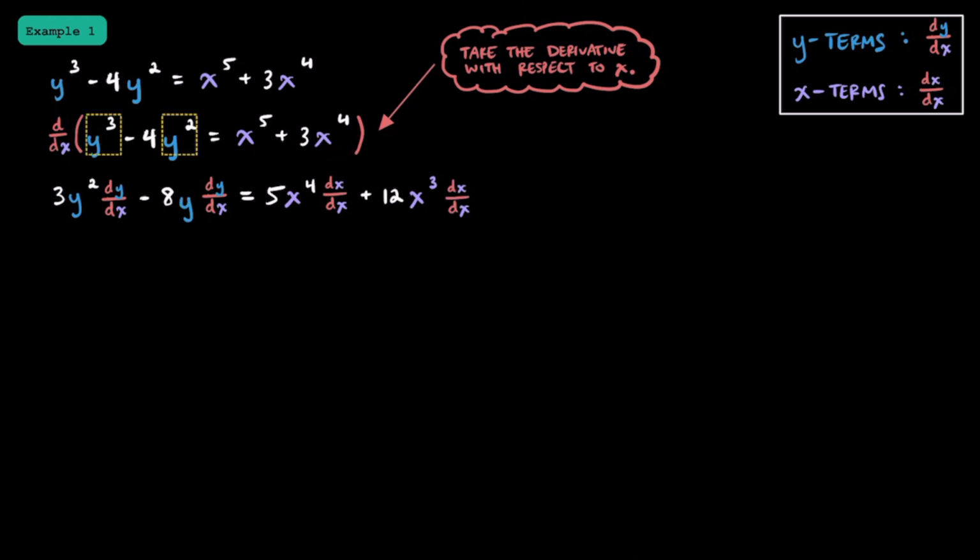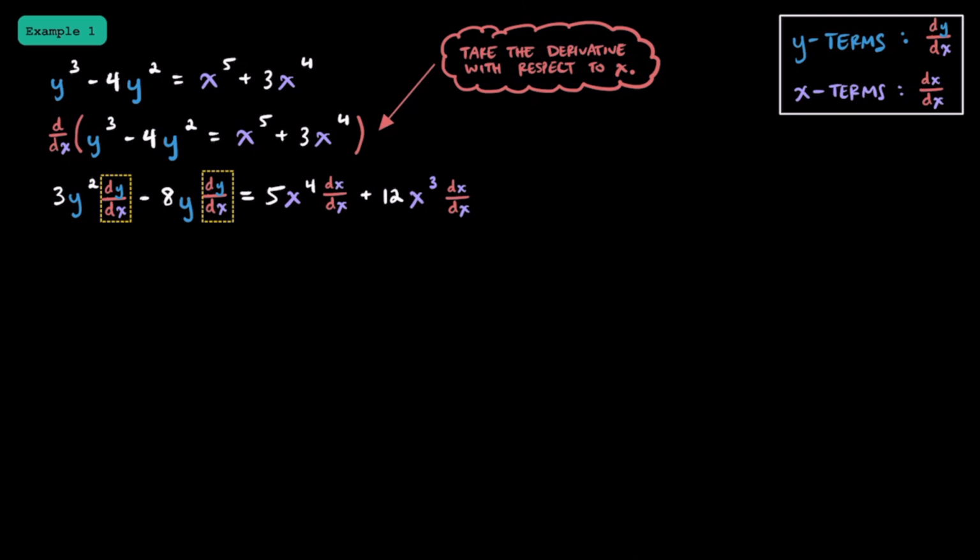It's really important to remember that when you're finding the derivative of these y terms, you write dy dx next to each of their derivatives. And likewise, when you're finding the derivative of these x terms, you stick these dx over dx's next to their derivatives. While you can technically skip writing the dx over dx because it's just equal to 1, I'm just going to be writing it throughout these examples to be extra clear. Let's see how we can simplify this a bit.